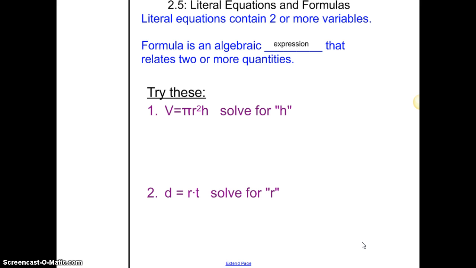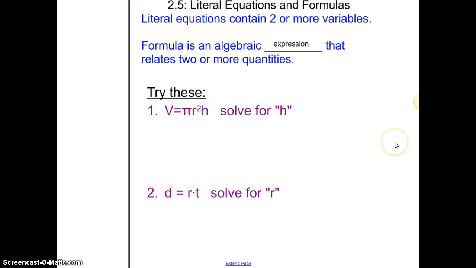Just as a quick review, go up to the top, and you should have something to the effect of literal equations contain 2 or more variables. Do you have that in there? Add anything you need to. Is this highlighted, the word literal equations? And then a formula is an algebraic expression that relates 2 or more quantities. Did you write that in there as well? If those things aren't in there, just add them into your notes.